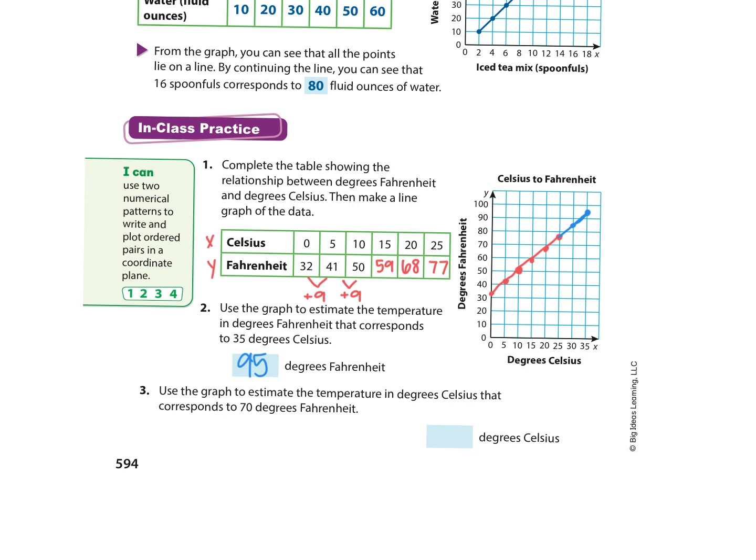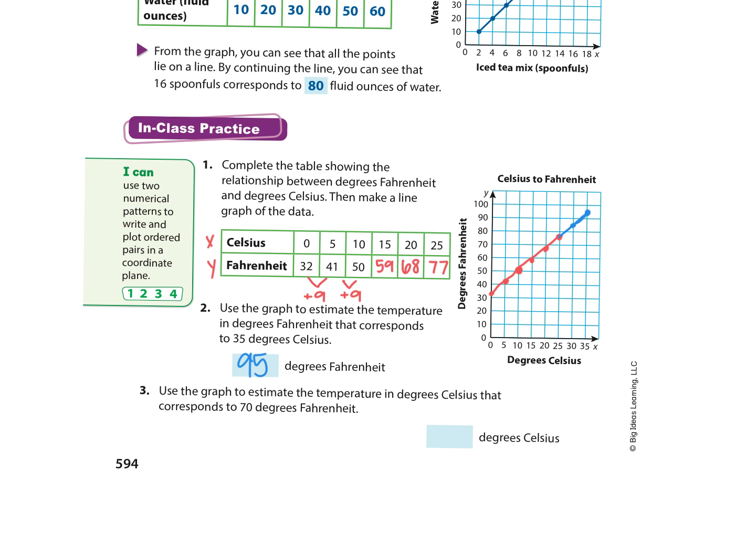And then it says use the graph to estimate the temperature in degrees Celsius that corresponds to 70 degrees Fahrenheit. Well, here are my degrees Fahrenheit over here. So I'm going to find 70, go over, and I have a dot that's just below the 70 mark whenever my Celsius temperature is 20 degrees.